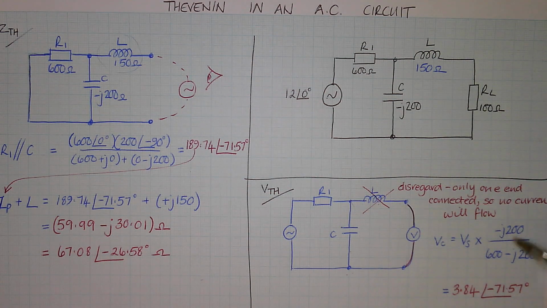Okay, so if we went through all the steps, you should get to this. The next step is to get these two values that you've got for Z Thevenin and V Thevenin into a Thevenin equivalent circuit. Do you remember what a Thevenin equivalent circuit would look like?